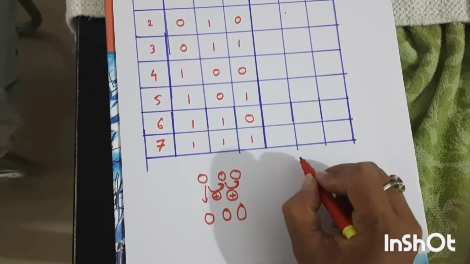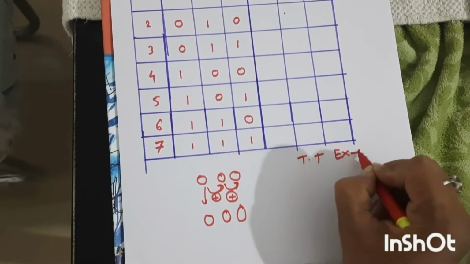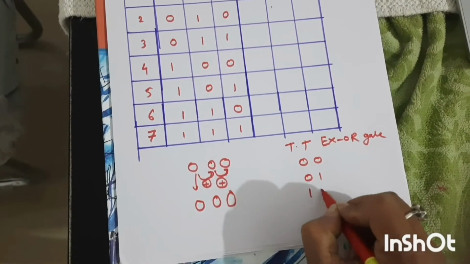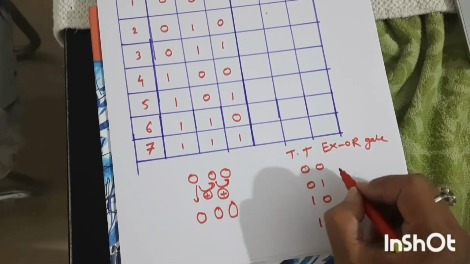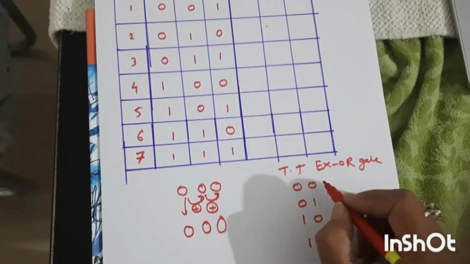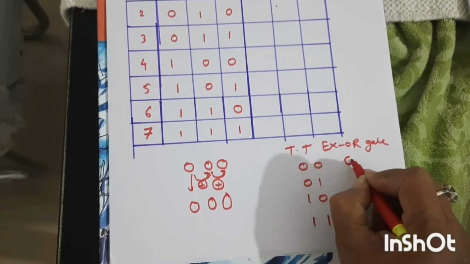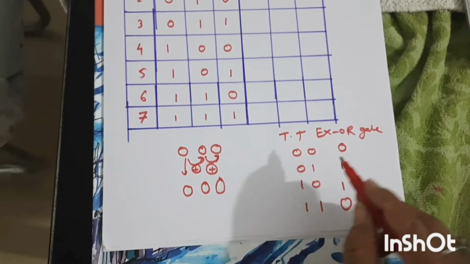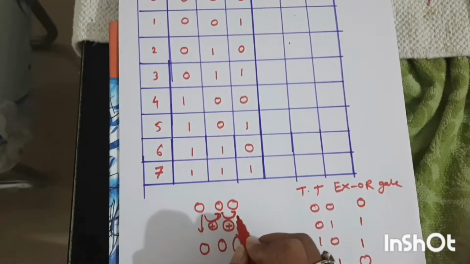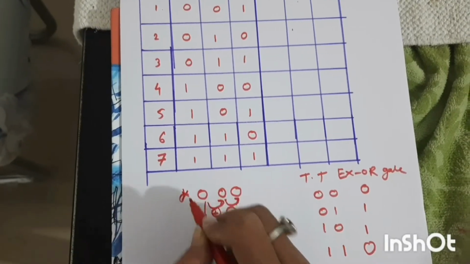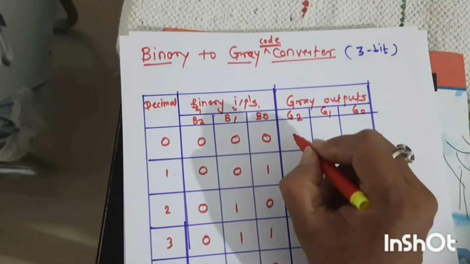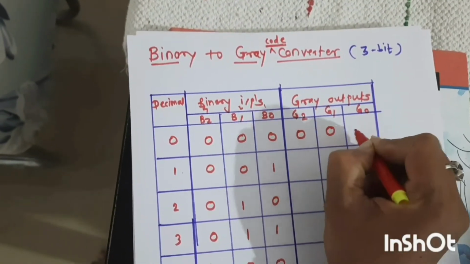0. So as we all know the truth table of the XOR gate, what is that? That is 0 0 0, 0 1 1, 1 0 1, 1 1 0. For these inputs, the XOR gate is an odd ones detector, that means for the same inputs it gives the output 0, and for odd ones it gives the output 1. So this is the XOR gate. So for the 0 0 0 binary number we get the same gray code, that is 0 0 0. So write it here, 0 0 0.